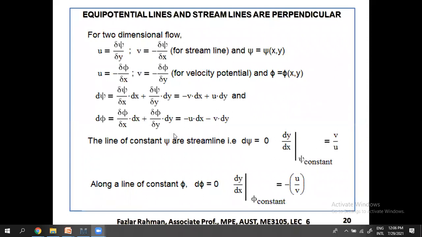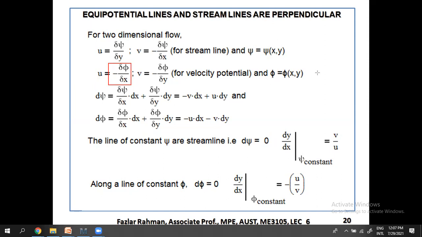Now, I already told you that I like to figure out the relationship between the two lines, phi and psi. So you see from the definition of phi, the derivative along an axis, the negative derivative, represents velocity in the other direction. So if you take d phi by dx and put a negative sign, it will give you velocity u.